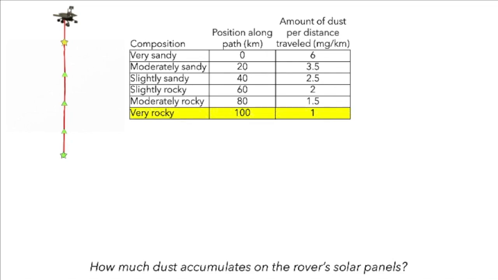It might be tempting to just multiply the numbers in the bottom row, 100 kilometers by 1 milligram per kilometer. However, if you did this, then you'd be assuming that the rover traveled the entire 100 kilometers over a very rocky surface, which is not the case. So, how can we approach this problem? The first thing to do is to break the path down into distance intervals.